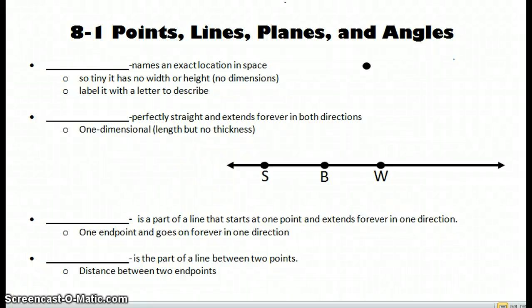7th grade math, chapter 8, section 1: points, lines, planes, and angles.